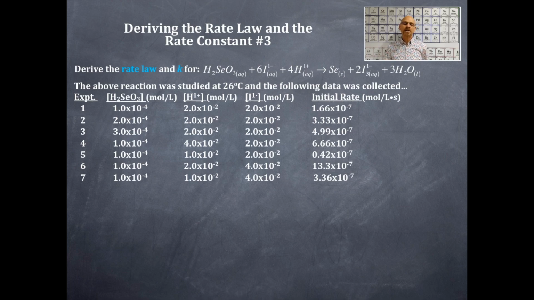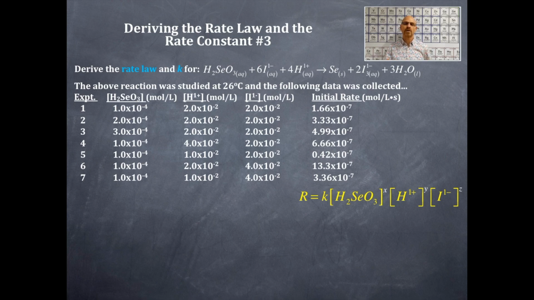Okay, so what we need to do is derive the rate law. And remember, the rate law is only with relationship to the reactants. So that means that the rate law in the skeleton form is like this. The rate law is R equals K, that's the rate constant, times the concentration of H2SeO3 to the power of X, and that is the order of that, and I need to find that. And then it is the hydrogen ion concentration to the power of Y.